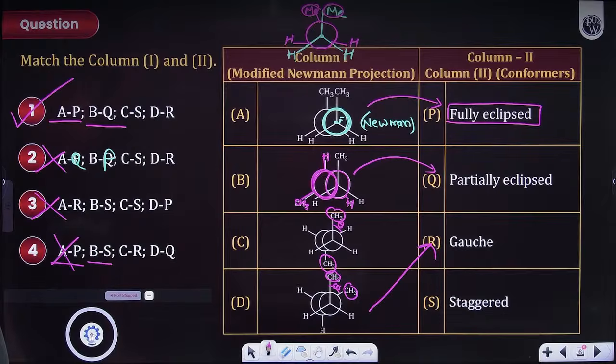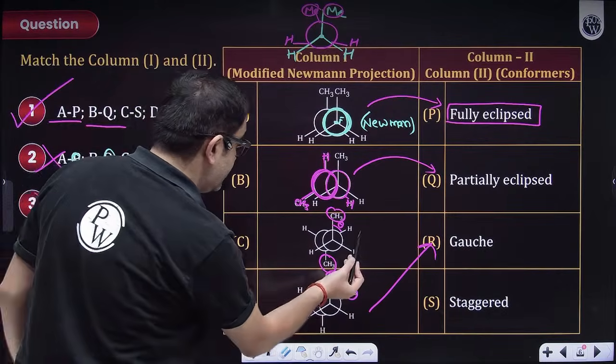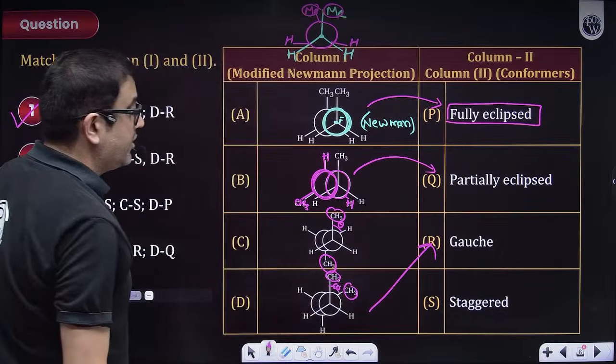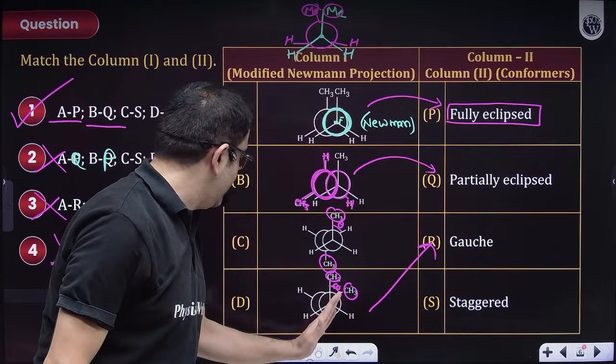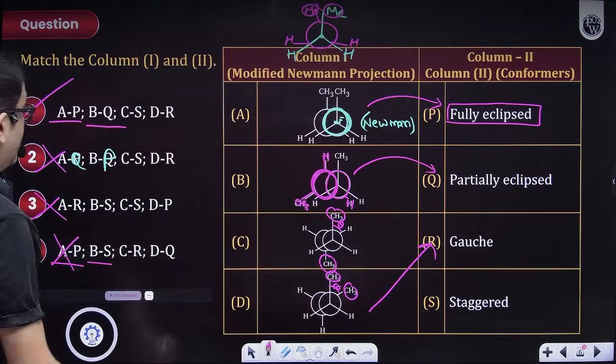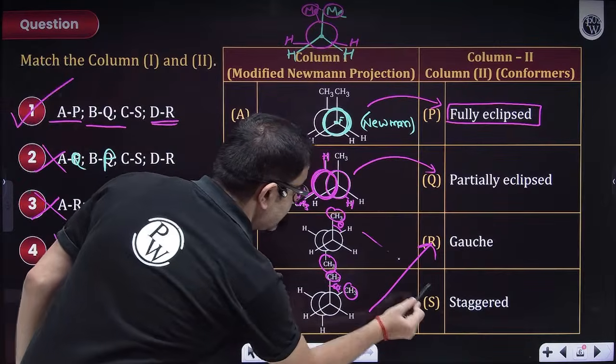So that means none of the options is correct in that way. This is Gauche staggered, and anti-staggered is not written. Gauche staggered is written, so this is definitely Gauche staggered. So D is definitely R, and C is S.